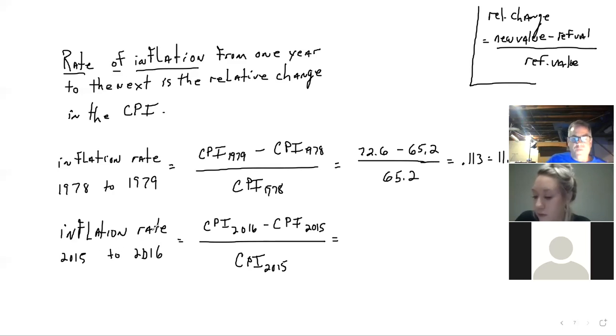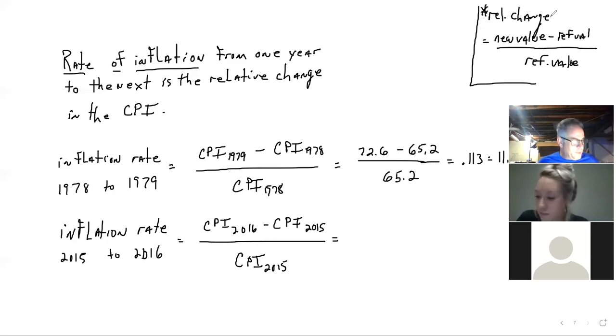So when I want to know the inflation rate from 2015 to 2016, my reference value is my starting point, 2015. My new value is 2016. Does that make sense now? Yeah, that makes sense now. Okay, so it's this calculation right here, and then this was a renaming of something we did back in chapter 2. But it's still the same exact calculation.